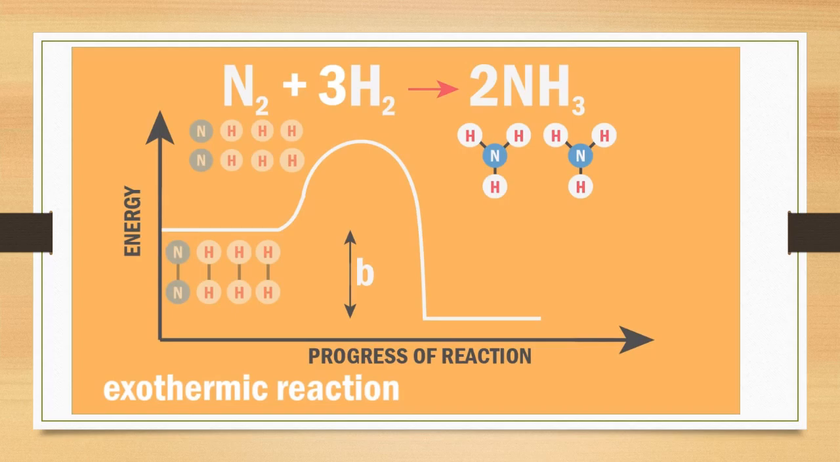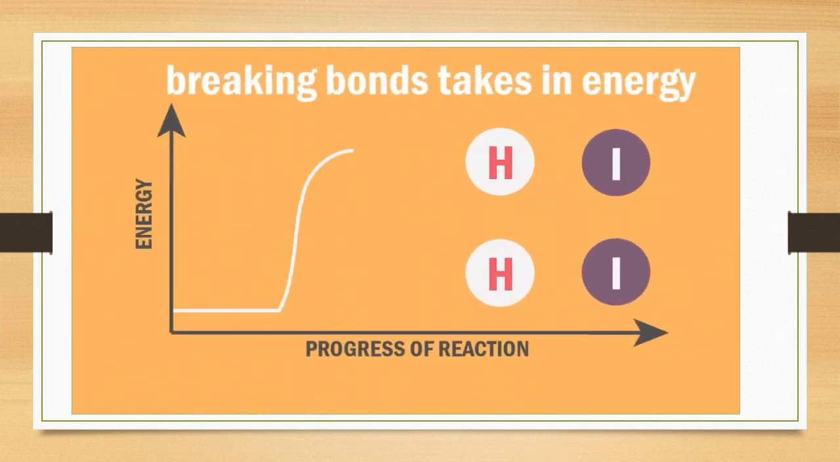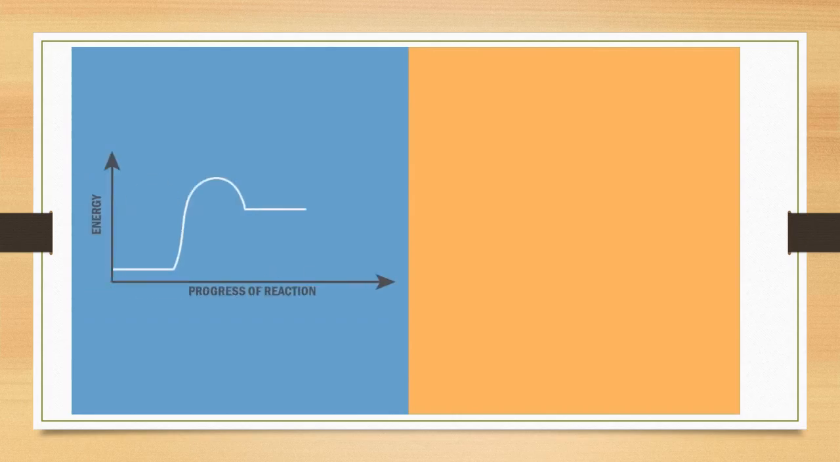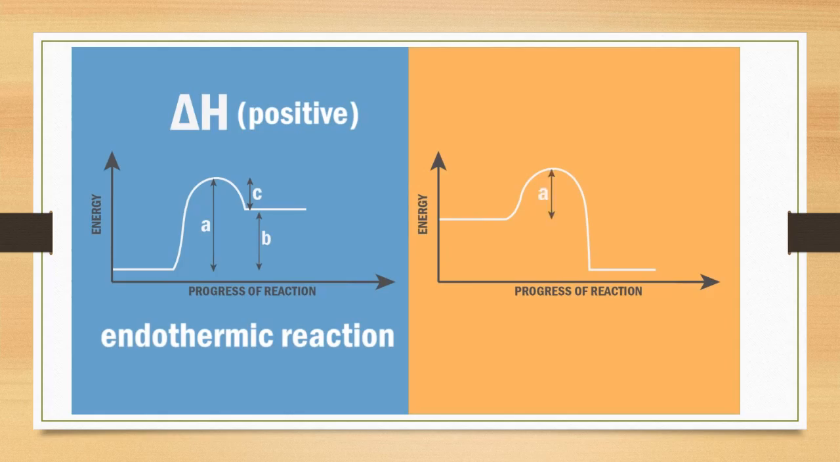And B is the net energy given out during the reaction, delta H, which is the energy difference between the energy taken in to break the bonds in the reactants and the energy given out when the new bonds make to form the products. So, to recap, breaking bonds takes in energy, making bonds gives out energy. If more energy is taken in to break bonds than is given out when new bonds are made, the reaction is endothermic. If less energy is taken in to break bonds than is given out when new bonds are made, the reaction is exothermic.